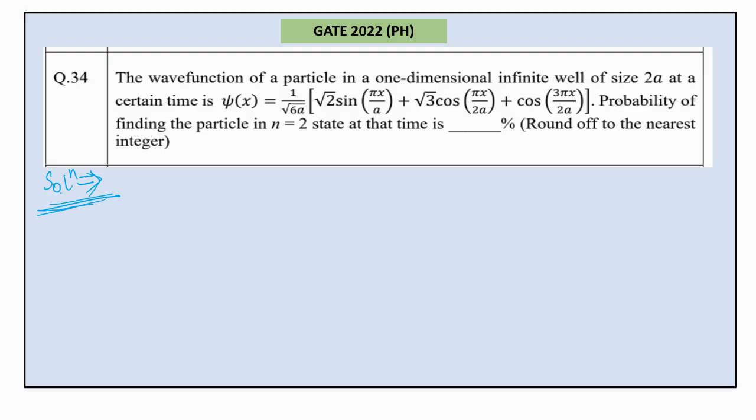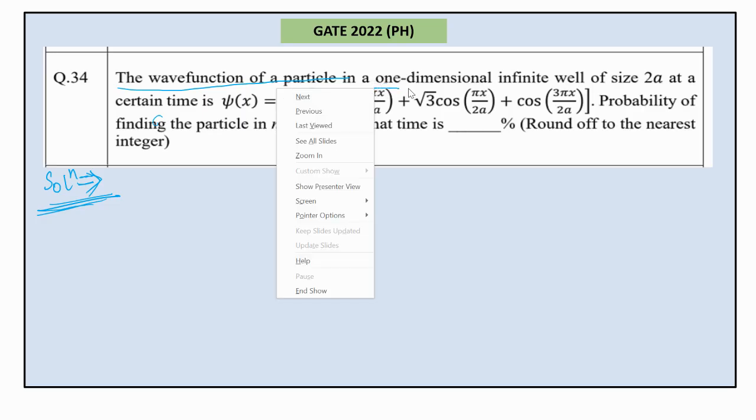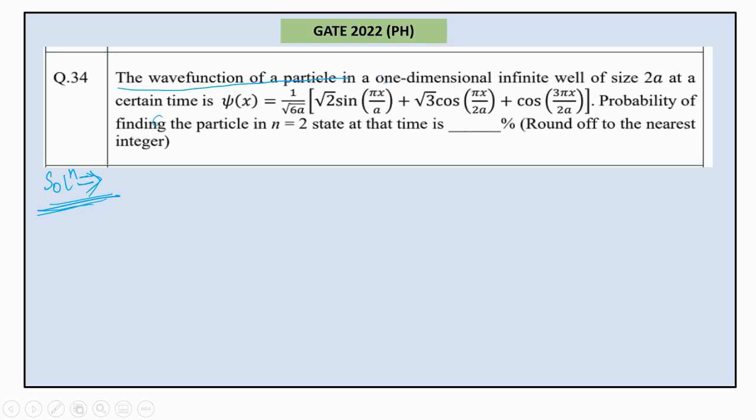Oh, yes. So in this question, I'll read it. It is a 2020 examination question. I mean, this year it came. So there is a certain wave function of a particle. The particle is in a one dimension, 1D infinite well, of size 2a. 2a is the size given to us. At a certain time, phi x is given to us.